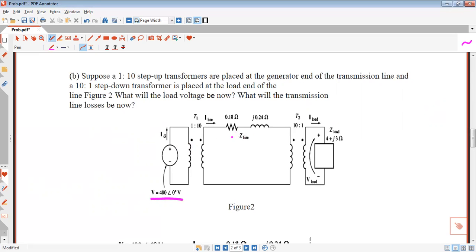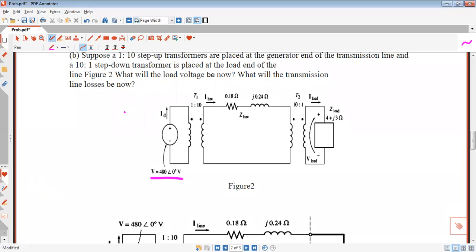This is the generator side, this is the same transmission line, and the load side is also connected with a transformer having turn ratio 10:1. A step down transformer is placed at the load end. Figure 2. What will be the load voltage now? Now we have to find what is the load voltage at this terminal, and what will be the transmission line loss.